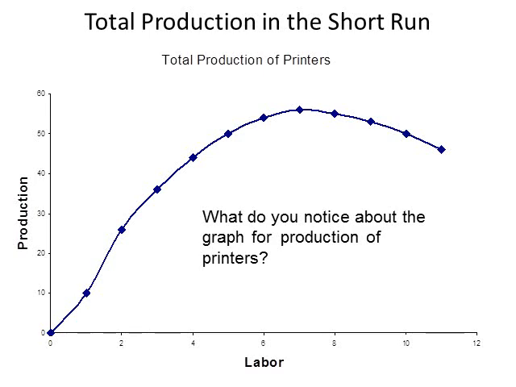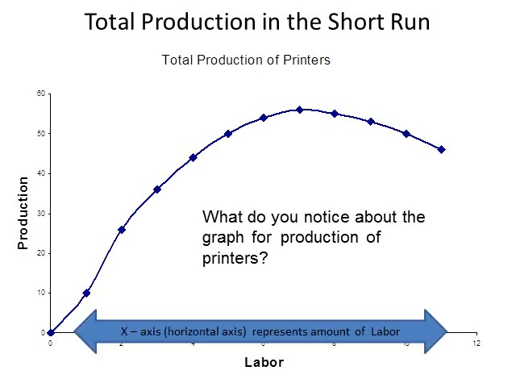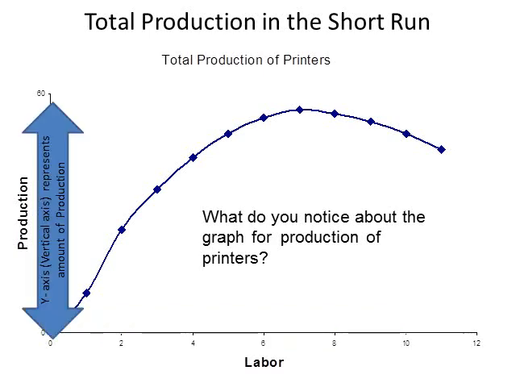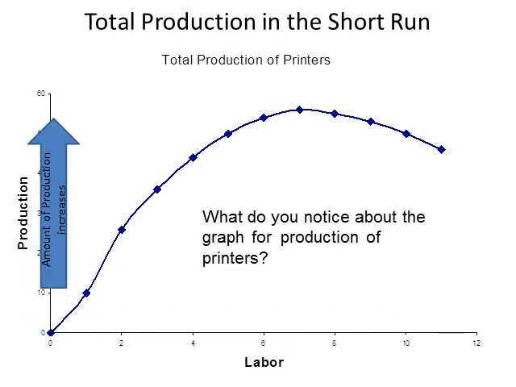Before getting into the details of the graph, let's take a minute to review its structure. The horizontal axis, or the x-axis, represents the amount of labor. The amount of labor increases as one moves from left to right. The vertical axis represents the amount of production. The amount of production increases as one moves from the bottom to the top. Notice the relationship between labor and production. It is labor that causes the production to happen.